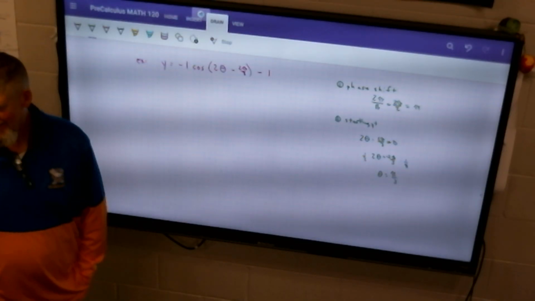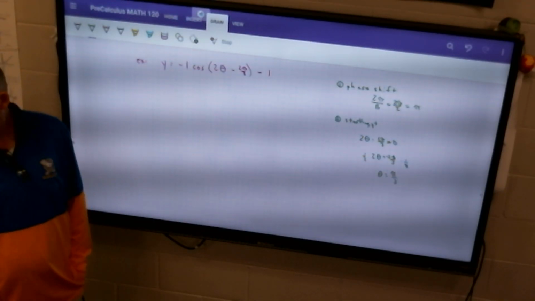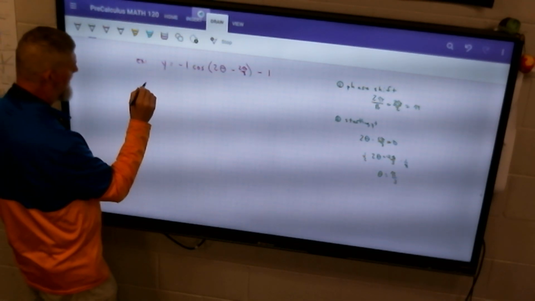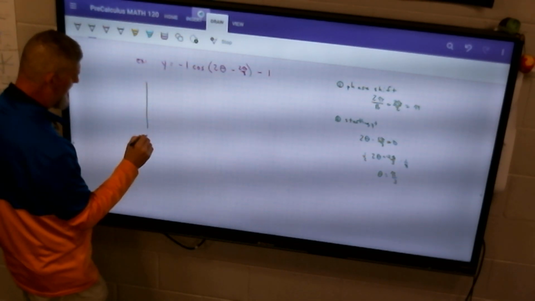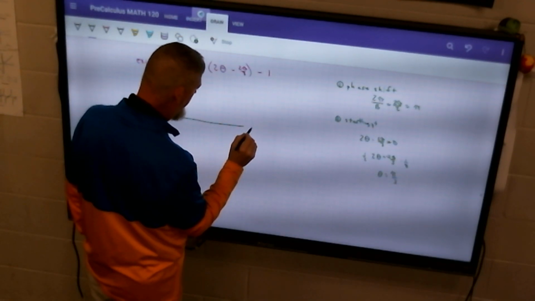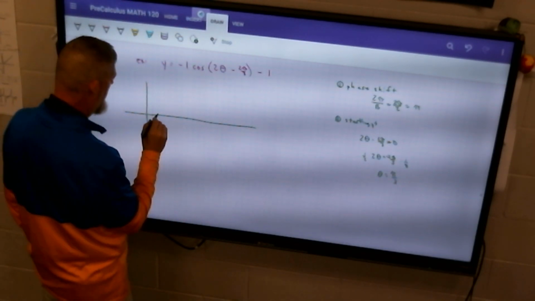Pi over 3 is our starting point. 60 degrees. It's my starting point. So let's go ahead and graph it. It is 60 degrees. Very good. It'll come in handy on your quiz next Tuesday.